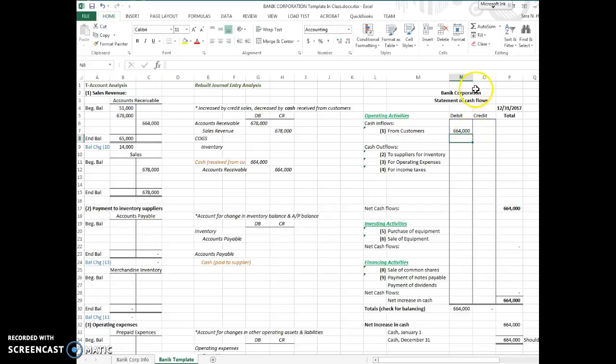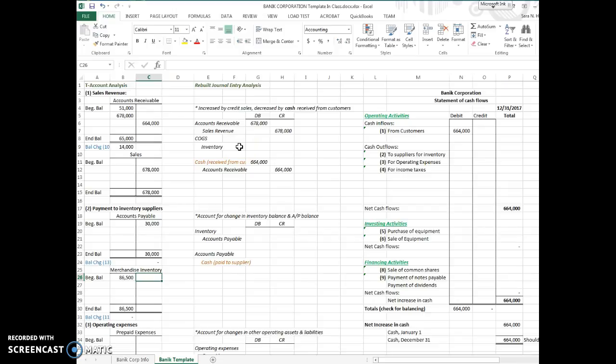And we've begun the statement of cash flows. All right, moving on to payments to inventory suppliers. Now we're going to take a look at that cost of goods sold and inventory entry that would have accompanied our credit to sales revenue if we were under the perpetual inventory system.